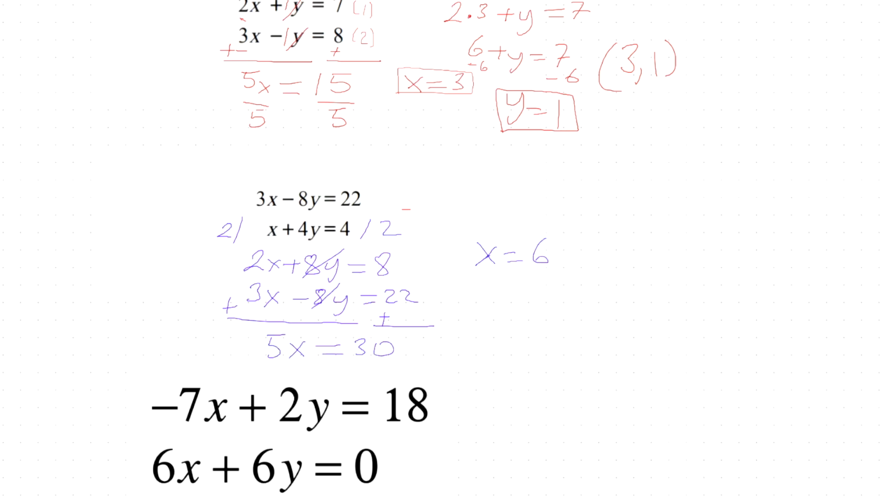So now I need to find the value of y. I will just go ahead and use one of the equations we have. We can just use the one on top, where it's 3 times 6 minus 8y is equal to 22, which means 18 minus 8y is equal to 22. So you can just take away 18 from both sides.